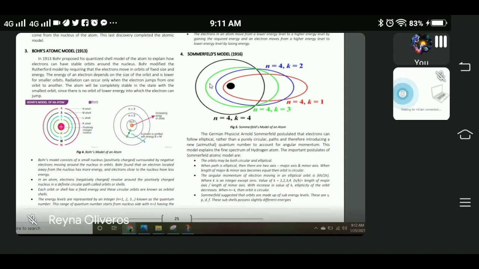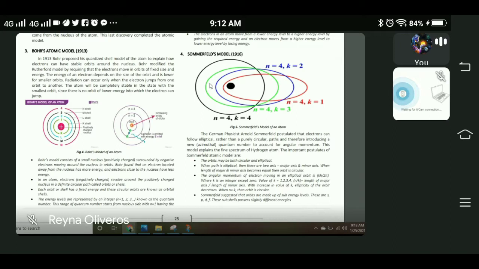Number one is that the orbit can be circular or elliptical. When a path is elliptical, there are two axes, the major axis and the minor axis. When the lengths of the major and minor axes become equal, the orbit is circular. Number three, explanations of Sommerfeld's model of the atom.